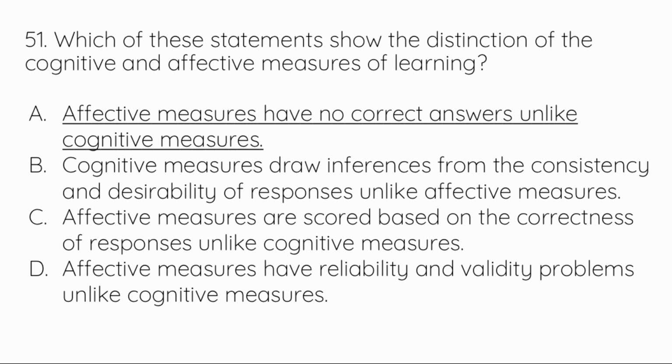So, please take note that affective measures focus on attitudes, values, and feelings which are subjective and cannot be scored as correct or incorrect. So for instance, asking a student how they feel about honesty involves personal reflection rather than factual correctness. So cognitive measures, on the other hand, assess factual knowledge with definitive or objective answers, like solving math problems. So in that case, number 51 is letter A.